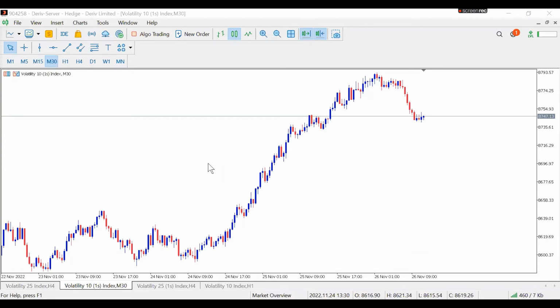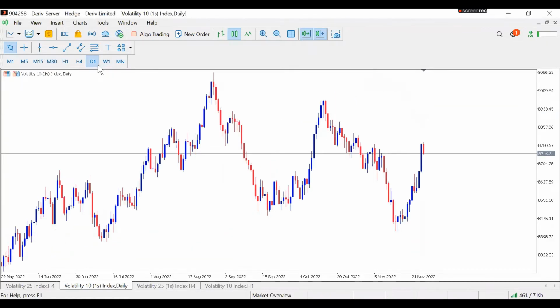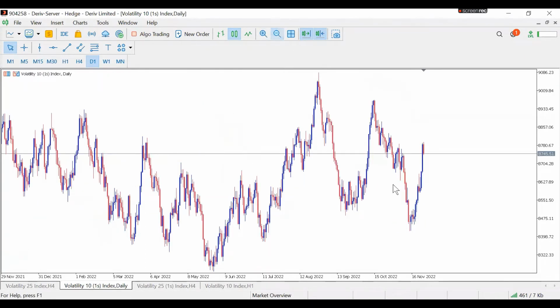So today we're looking at VIX 10, Volatility 10 Index. So let's get right into it. On your daily time frame, this is where we're going to start our analysis as usual. So let us zoom out a bit and see what's happening in the market.